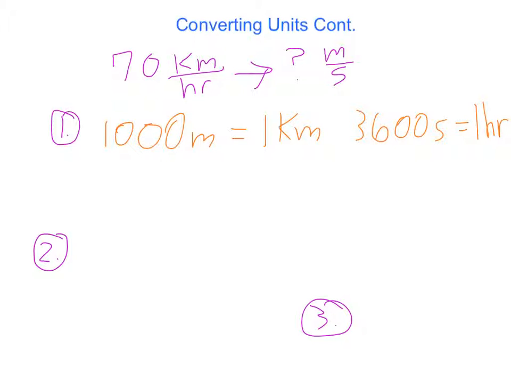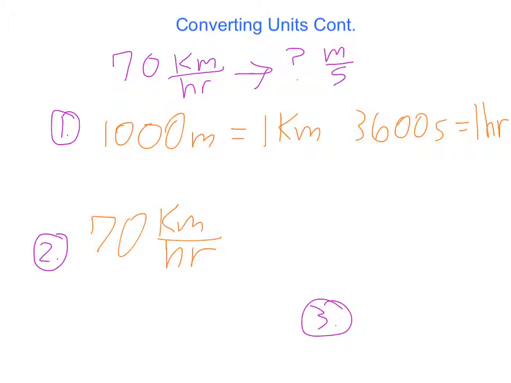From here, we just need to line up these conversion factors and multiply them by our 70 kilometers per hour. And if we set everything up perfectly, we will ultimately end up with meters per second. So here we go. 70 kilometers per hour. And it's important to note here that if we really wanted to make sure that we were doing this properly, the 70 actually goes in the numerator.